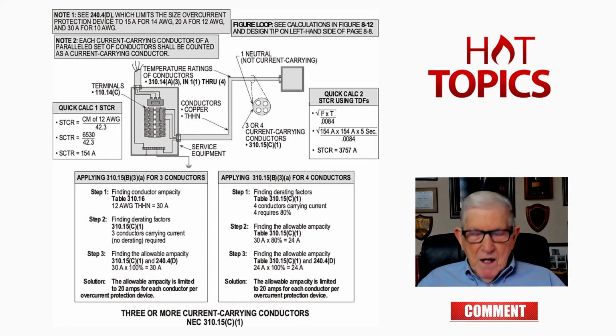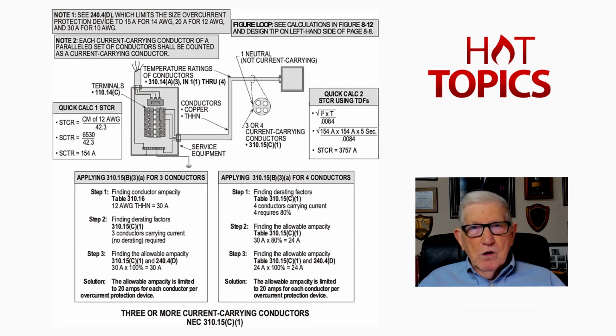when I did my math there, 245 times 245 times 5 seconds, divided by the new clearing time, 0.0084 second, that number 10 would take 5,977 amps without damage to the insulation. But again, it would only take it for 0.0084 seconds.